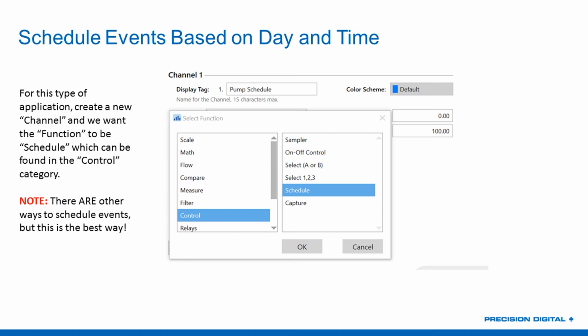So for this particular scenario, what we want to do is create a channel, and the function, we're going to go into the control functions, the control category, I should say, and we find schedule, which is right over here. Now, as it says in the notes, there are other ways to schedule certain events, but this is the best way. This is the smoothest way. So that's what we're going to learn.